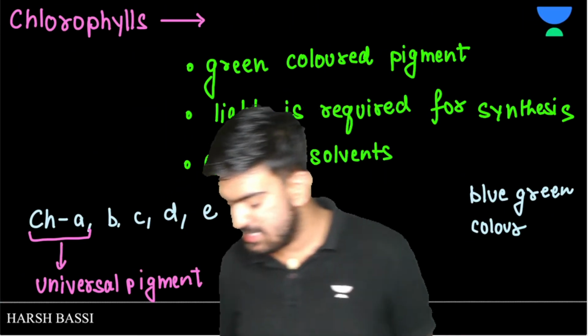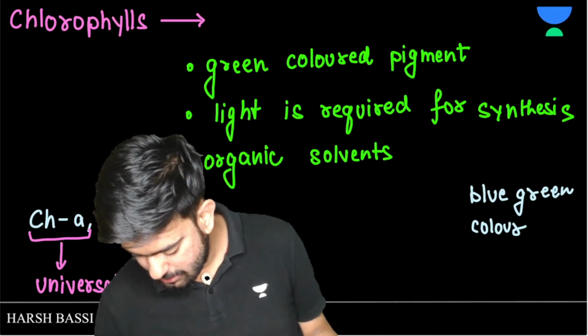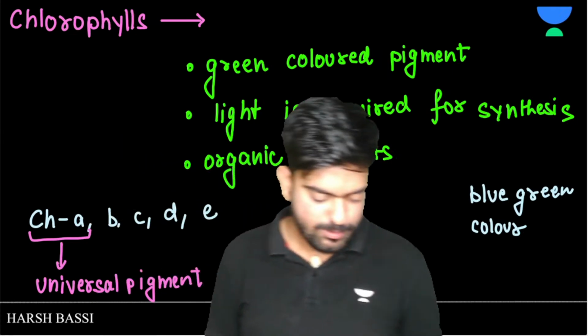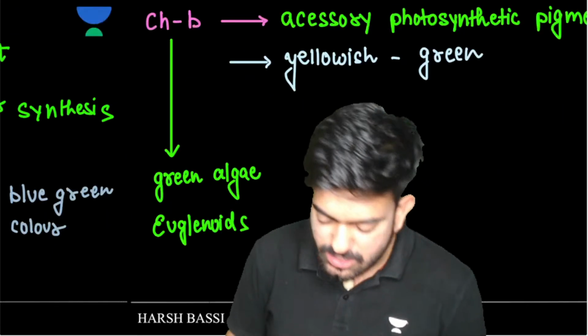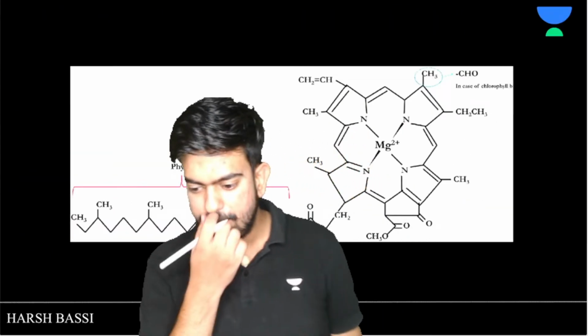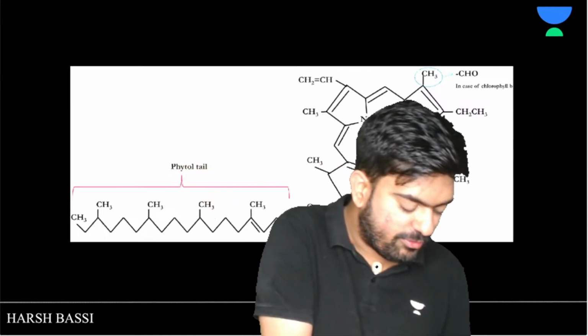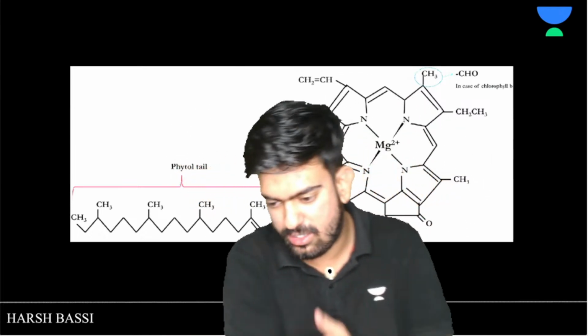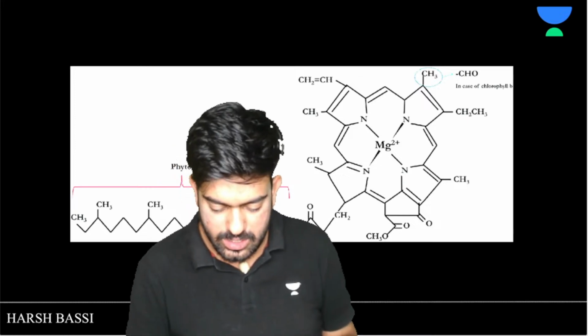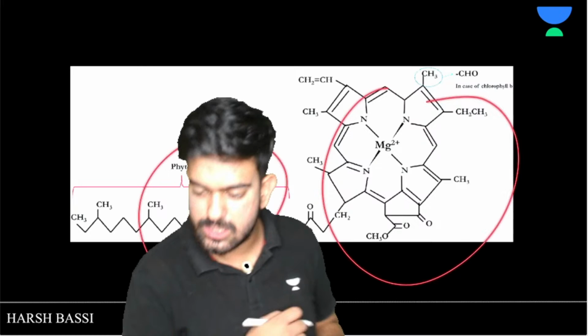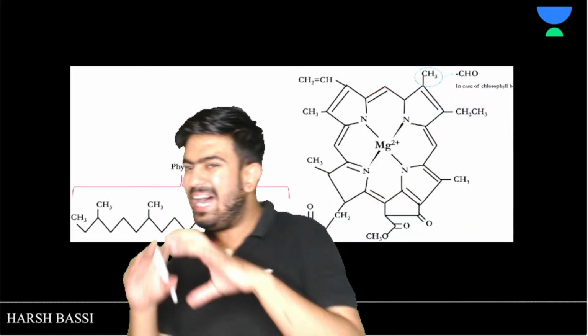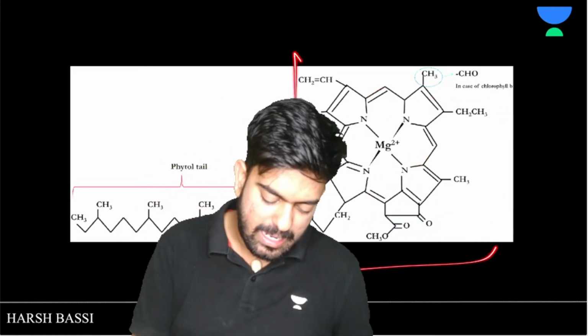Chlorophyll A is present everywhere. Clear to everyone? Great. Now let's move on and talk about some of the basic structure of chlorophyll. So this chlorophyll is made up of what? It is made up of a huge kind of thing. You can see this and this, right? This and this. Clear? So this part, the huge part, is what?